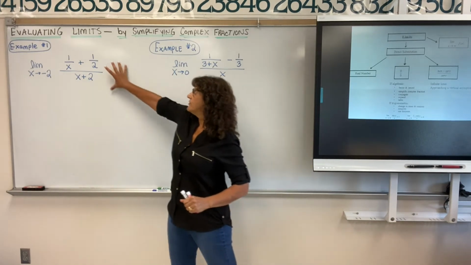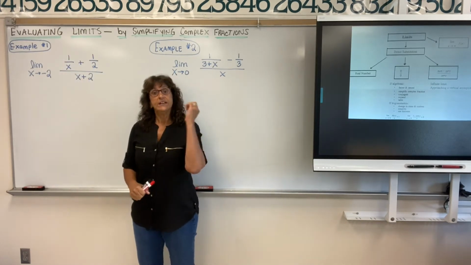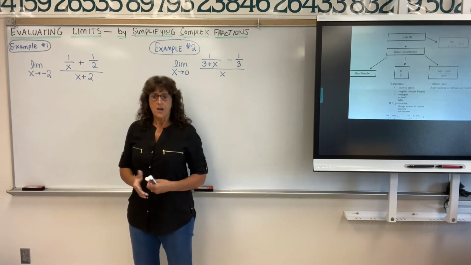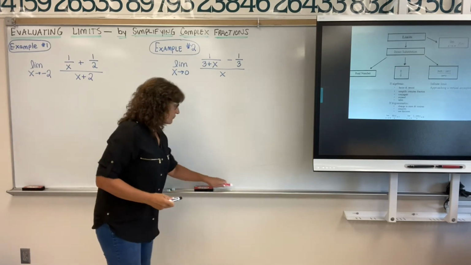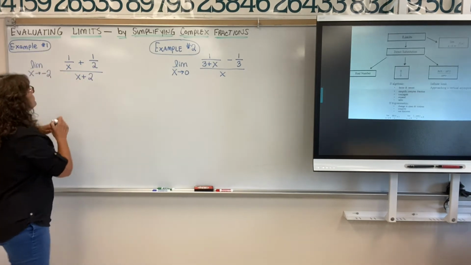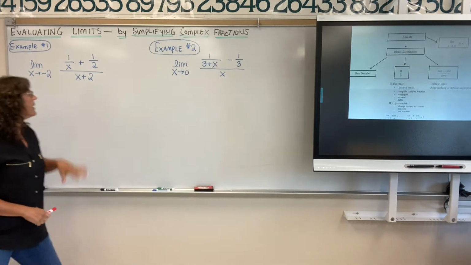Well, so we know this is a 0 over 0, so we need to take the function here and change the form of the function. We need to change the form and simplify. We don't want to do anything more with the function. We just want to change the form. So what can we do here to change the form of our function?